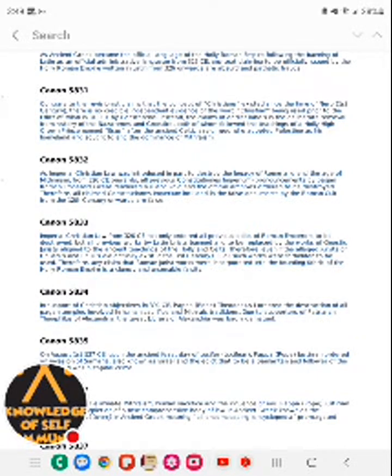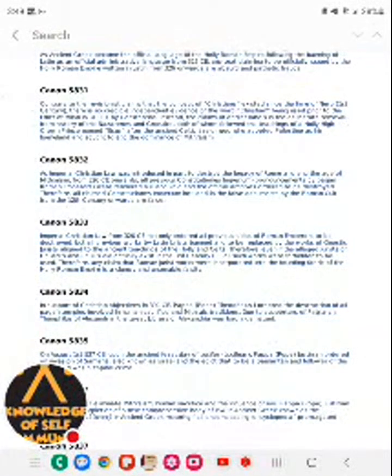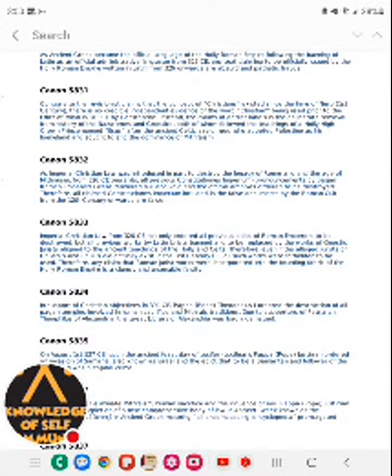As imperial Christian law was introduced in part to destroy the legacy and end the age of Mithraism. This was from 326 CE onwards. All previous constitutiones imperium pronouncements by pagan Roman emperors were rendered null and void, and the official archives ordered to be destroyed. Therefore, all claimed constitutiones imperium are included in false documents.